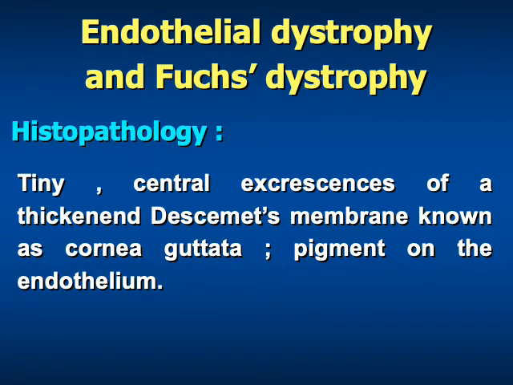Histologically, what we can see is tiny central excrescences of the Descemet membrane known as cornea guttata, and pigment in the endothelium. As you can see here, there is thickening of the membrane, and there is engulfing of the endothelial cells with pigment in the lower part. What is this? This is the fluffy part of the stroma. It is edematous, but the other one is a normal stroma.